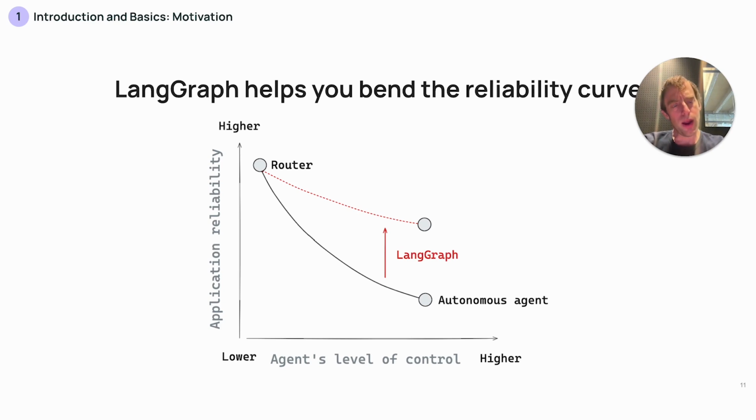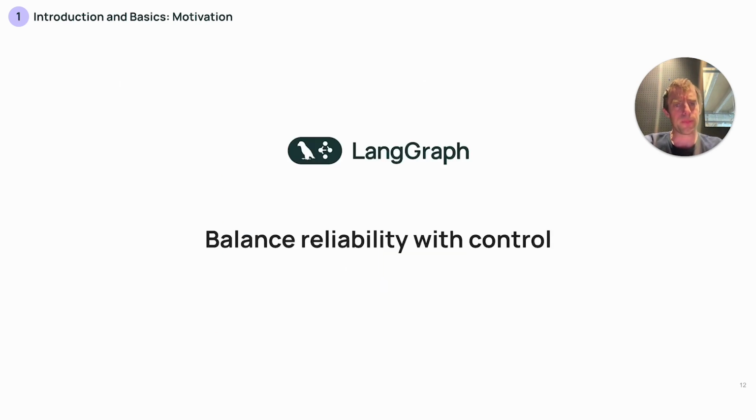So LangGraph is a new library from the team at LangChain meant to bend this reliability curve, allowing you to build complex agents that have a large degree of control over applications, but that don't suffer from a significant degradation in reliability. That's the motivation for what LangGraph is all about. Again, it's balancing reliability with control. We want to build agentic systems that have a large degree of control. We also want them and need them to be reliable so they can actually be productionized. That's the problem statement.